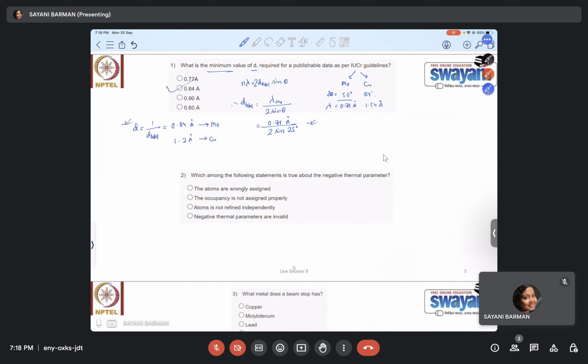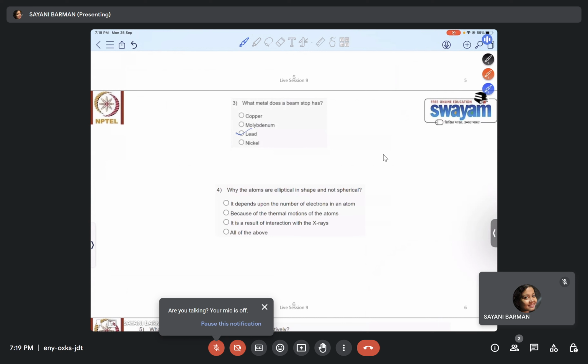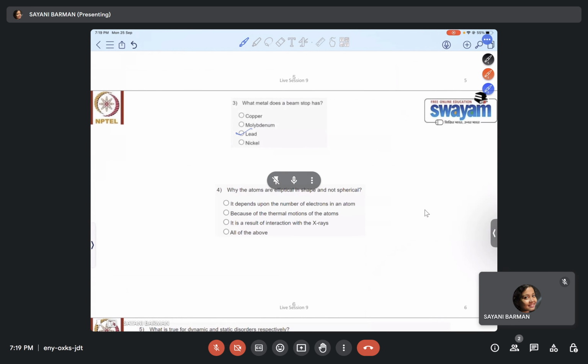The next one is: what metal does the beam stop have? It has lead, because it absorbs most of the incident X-ray and doesn't let the diffracted beam directly hit the detector, so that it protects the detector. That's the function of the beam stopper.